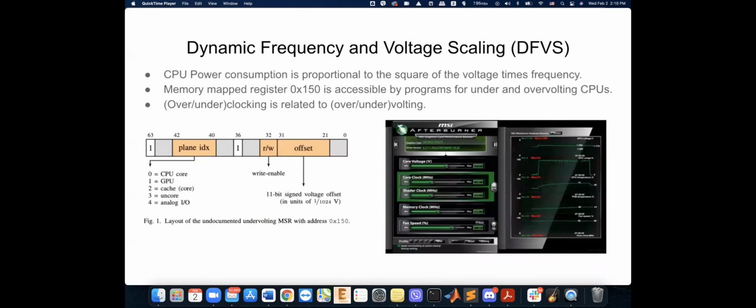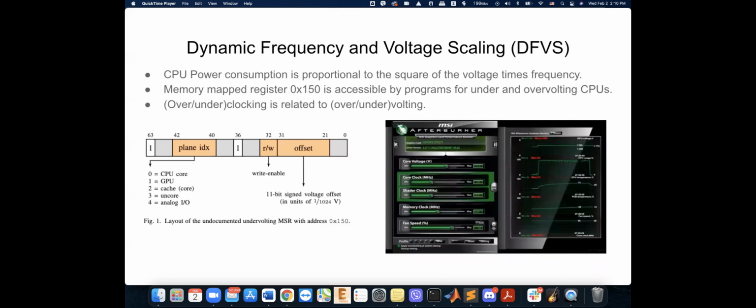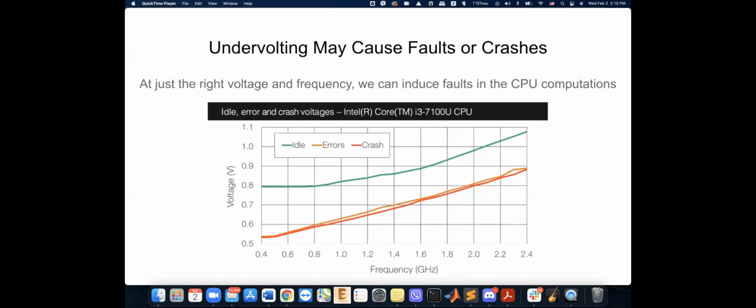This is done using a memory mapped register, which is known as hex 150. Using this register, you can modify the clock frequency and voltage of Intel CPUs using any programs that are running in the normal world, and you will not need any special privilege to do this. Note that you cannot just undervolt Intel CPUs arbitrarily, as this is going to lead to computer crashes. There's a sweet spot in the CPU voltage frequency graph, as you can see in this slide, at which you can induce faults in the CPU without crashing it.